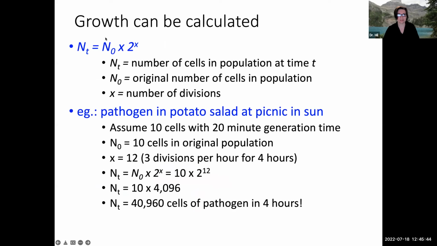So in this equation, you can see that 2 is a part of the equation. So whatever our starting number of cells is, we multiply it by 2 to the power of our cell divisions. Okay, so we're doubling it, basically. Are we doubling it once, 2 to the power of 1, or doubling it 10 times, 2 to the power of 10?